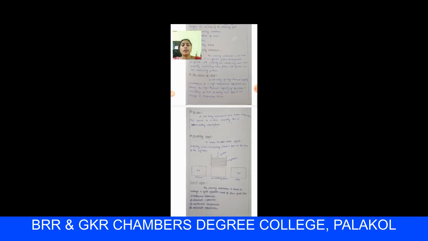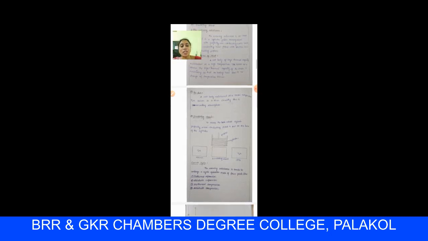And the second part, the source of heat. A hot body of high thermal capacity maintained at a high temperature T1 Kelvin serves as a source. The high thermal capacity of the source is necessary so that on taking heat from it, no change of temperature occurs. It means that even if we take heat from the source, its temperature never changes. It always stays at the high temperature T1 Kelvin, and then it is said to be the source of heat.